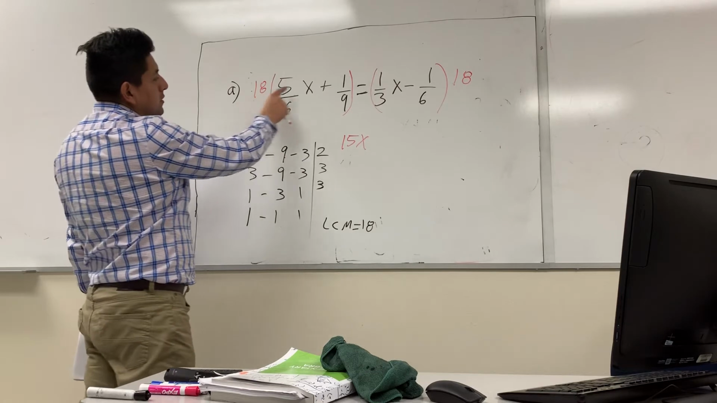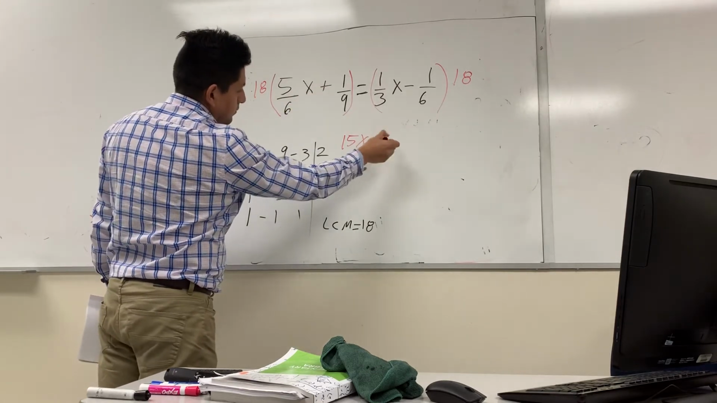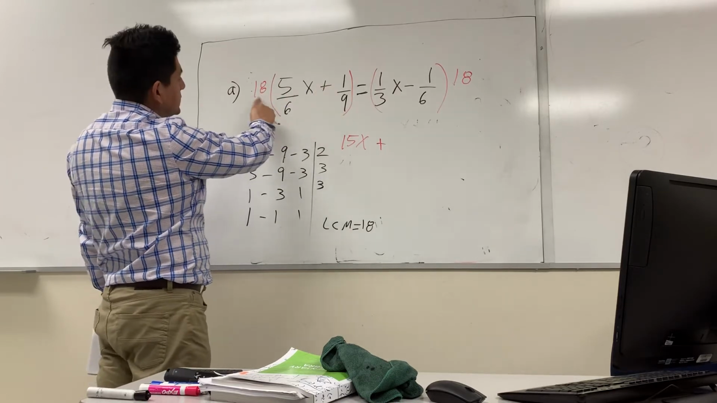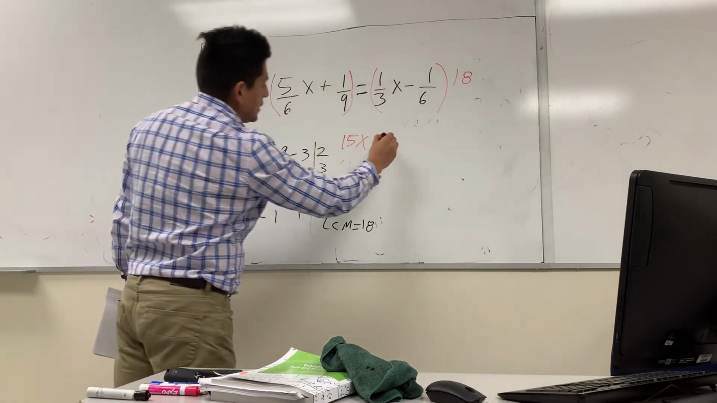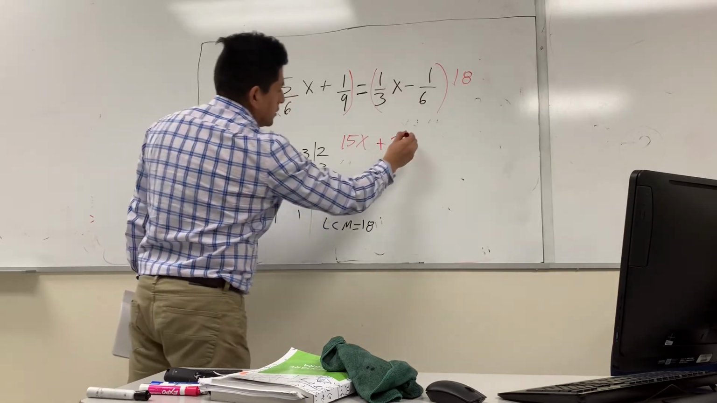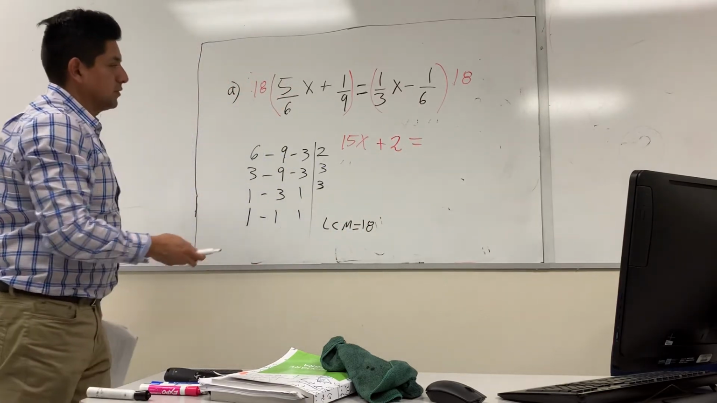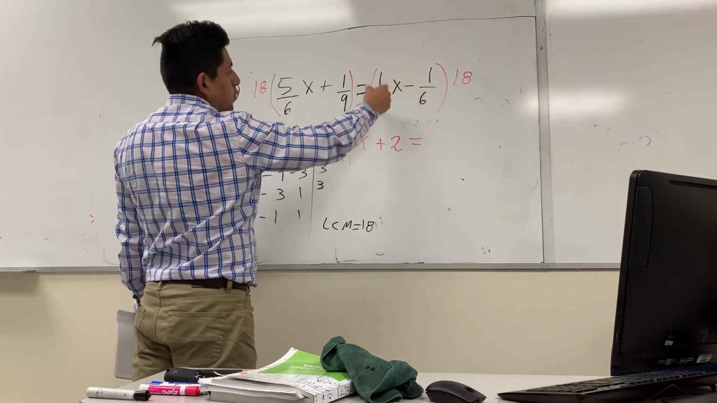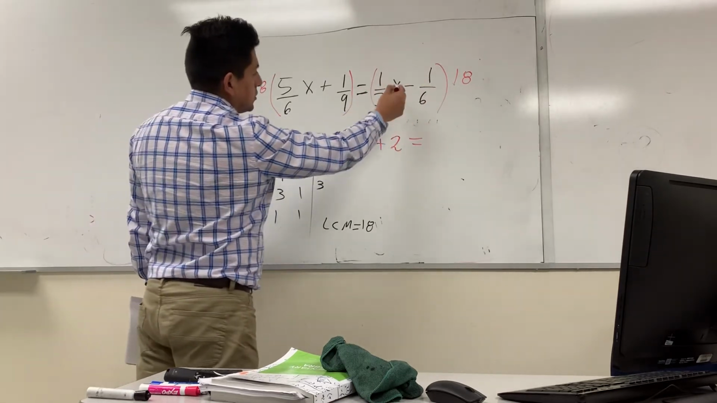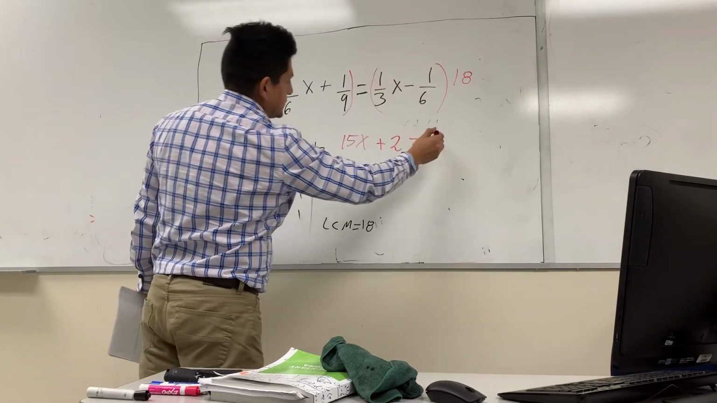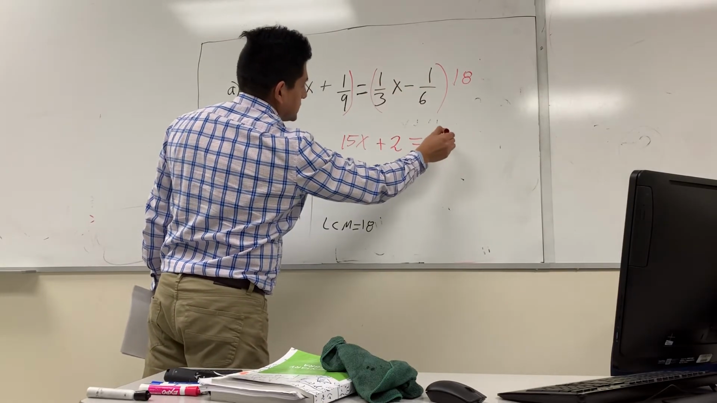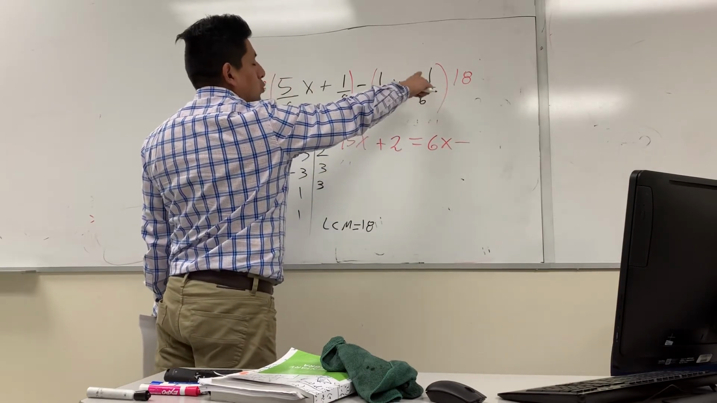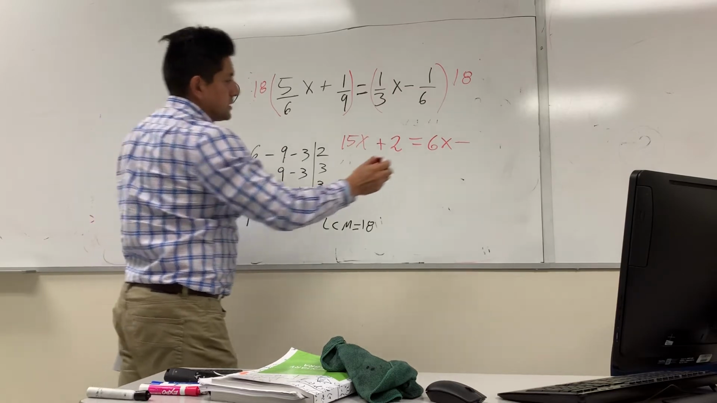Now 18 plus first, 18 times 1 over 9 is 18 divided by 9, which is simply 2. Equal. On this side, I have 18 multiplying 1/3 of x. So 18 divided by 3 is 6. So it would be 6x minus. And I have 18 multiplying 1 over 6, which is 3.